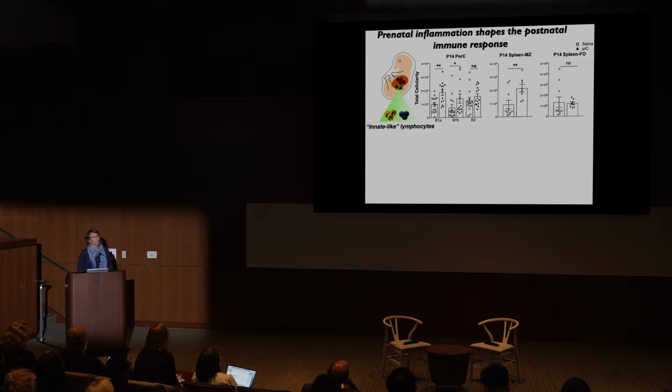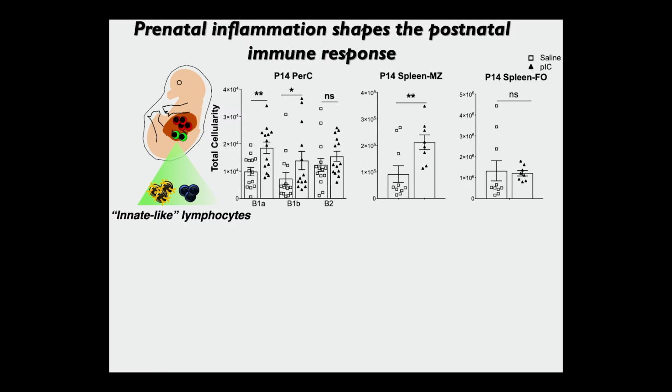I told you before that the GFP-positive DRHSC is specifically able to produce these innate-like lymphocytes. So we went back and looked at the effect of stimulation of this GFP-positive DRHSC by prenatal inflammation on innate-like lymphocyte cellularity and function at postnatal day 14. We saw specific increases in both B1A and B1B cells. These are innate-like lymphocytes within the peritoneal cavity at postnatal day 14. We also saw specific differences in innate-like marginal zone cells in the spleen, but not conventional B2 cells or conventional follicular zone cells in the spleen. So this is very specific to these fetal-derived innate-like lymphocytes.